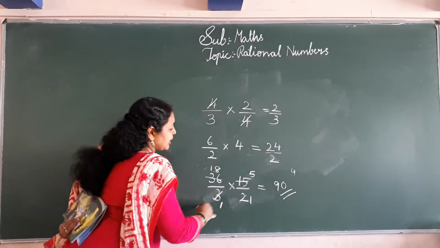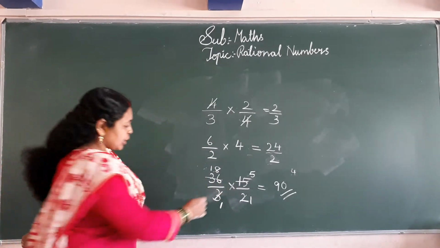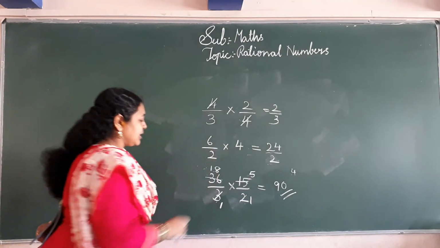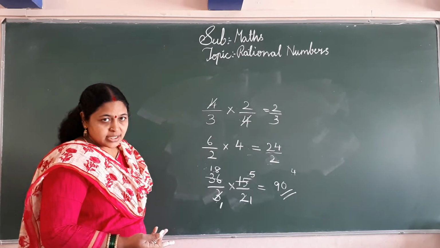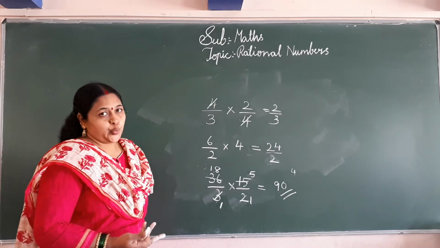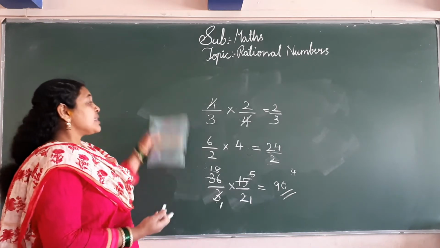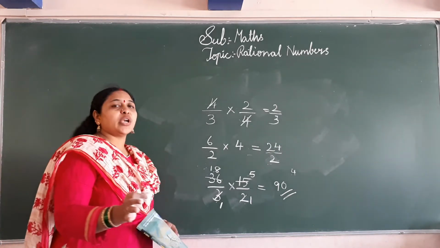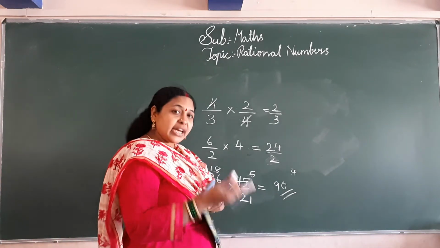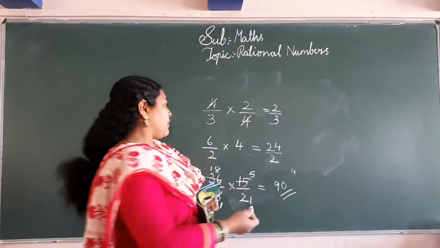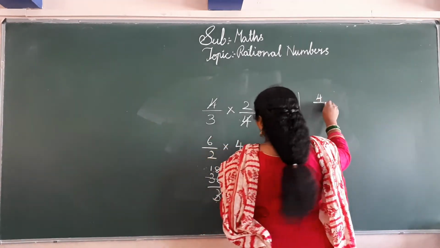It is multiplication. We used to do cross cancellation. Isn't it? Cross cancelling or direct cancelling, anything we could do. Hope you are able to understand. The same method can be followed in rational numbers too, even in the form of negative numbers also. Let me show you.